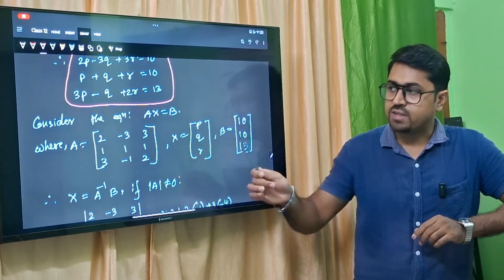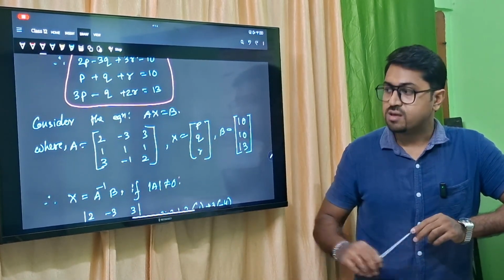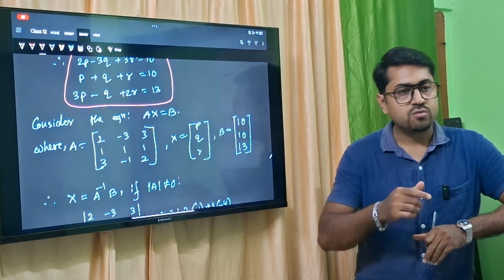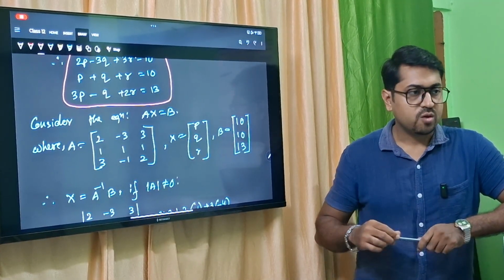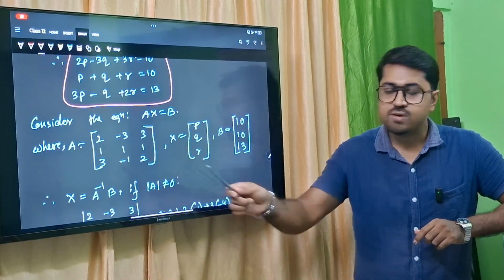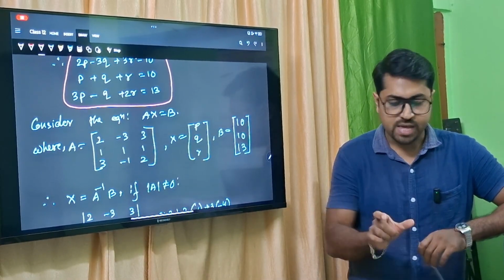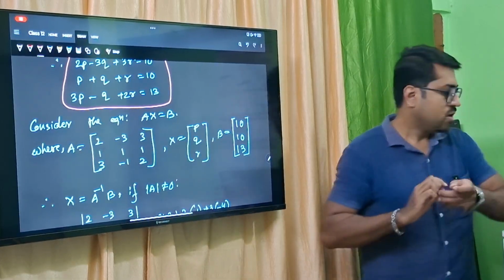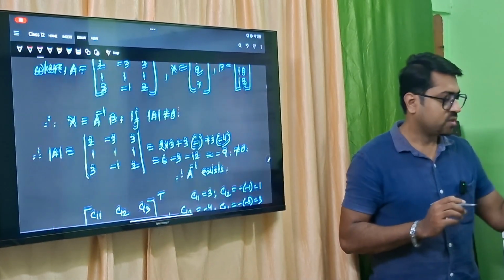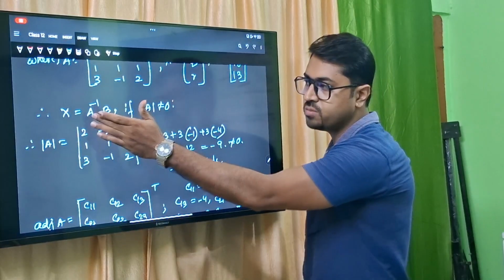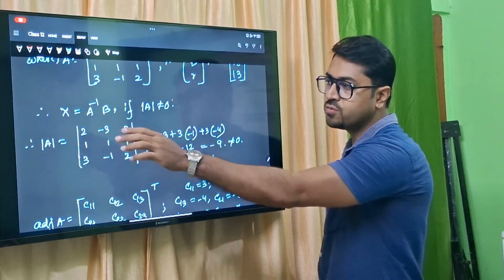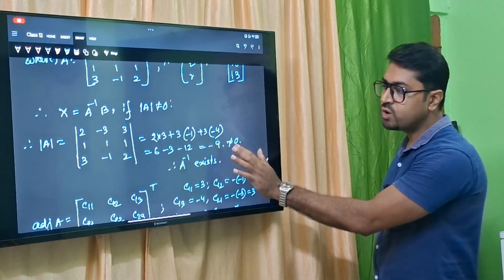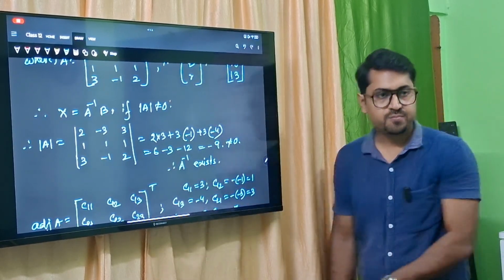After writing this, I will find the inverse, provided the determinant of A is not equal to 0. If the determinant of A is 0, then we cannot solve it, because A inverse will not exist. The matrix A should be a non-singular matrix, then A inverse will exist. So how to find A inverse? First we find the determinant of A. The value of the determinant of A is -9, which is not equal to 0, so A inverse exists.